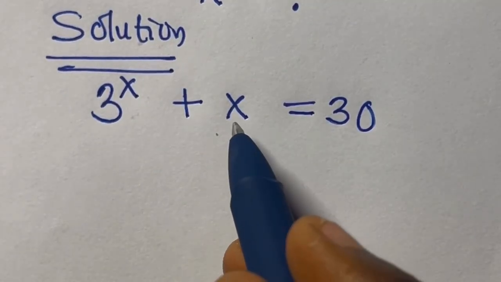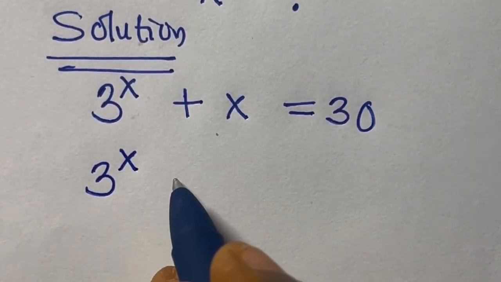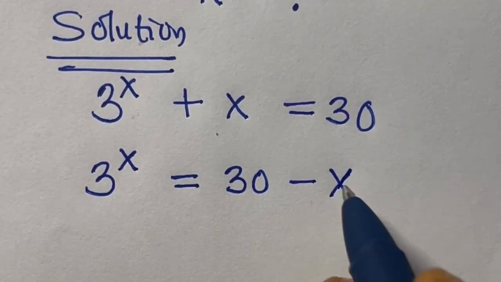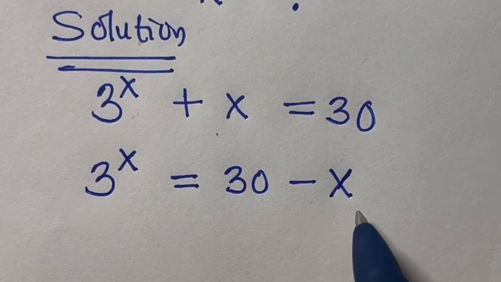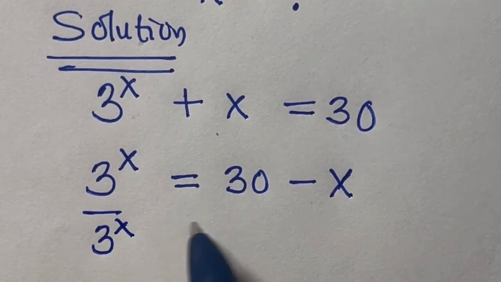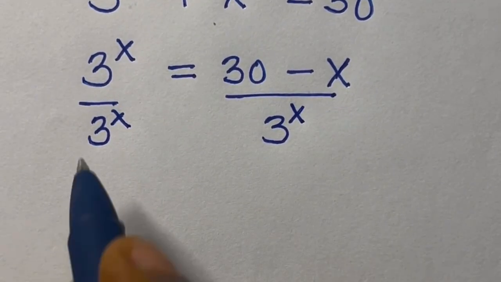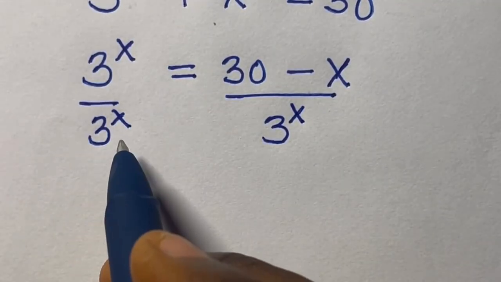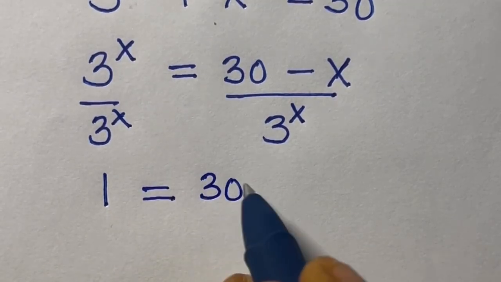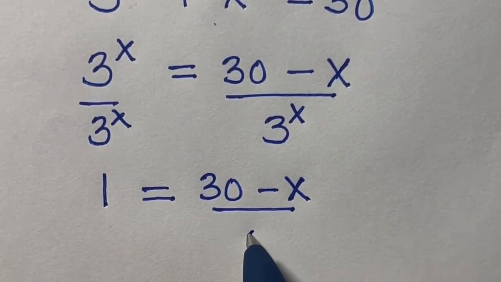So what we are going to do now is transfer this x to the other side, where we will have 3 raised to power x equals 30 minus x. Alright, so then we can divide both sides by 3 raised to power x. So 3 raised to power x divided by 3 raised to power x is 1, equals 30 minus x divided by 3 raised to power x.